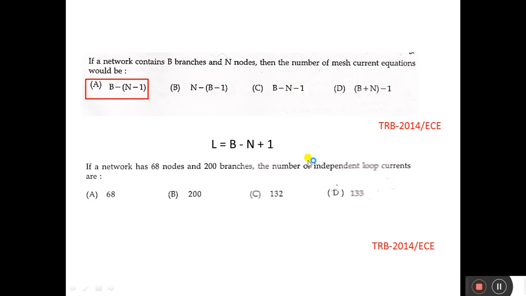Again, this question was asked in the same year, 2014 ECE TRB question. Using this formula only, they are asking to calculate the number of independent loops. A network has 68 nodes and 200 branches; the number of independent loop currents is? So the formula we know is B minus N plus 1: branches is 200, nodes is 68, so 132 plus 1, you will get 133. Option D is the correct one.